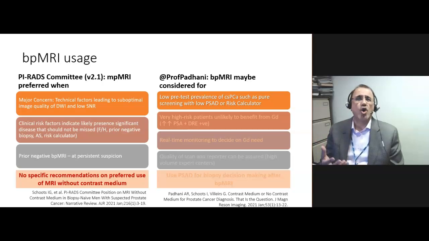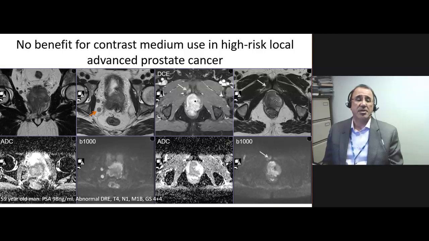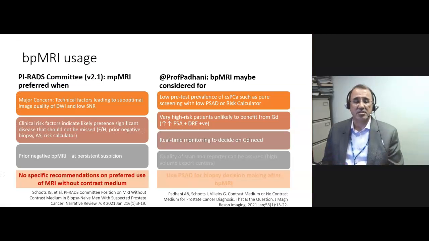Now, of course, not every patient deserves contrast medium. So, for example, if the prevalence is very low, say less than 5%, a man walking off the street doesn't have a raised PSA. Well, a biparametric MRI is probably fine. If you have somebody who obviously has a large cancer, somebody with high risk, locally advanced cancer, you can feel it, the PSA is high, you know what? There's no point in giving contrast medium enhancement because it hardly ever helps in this instance.